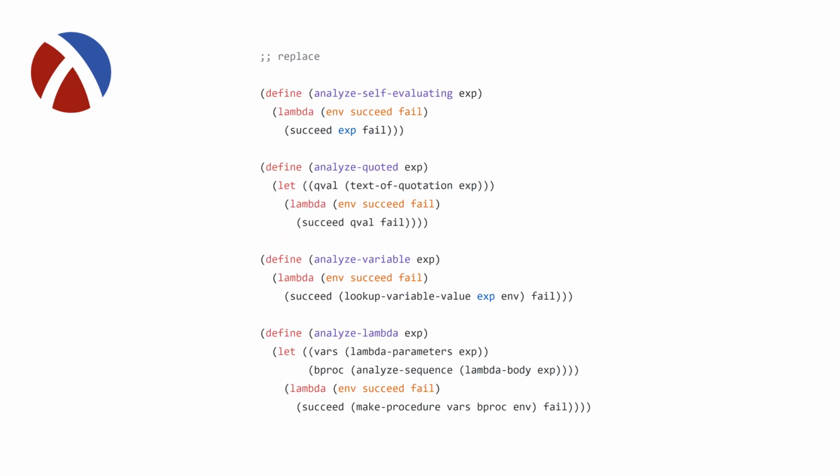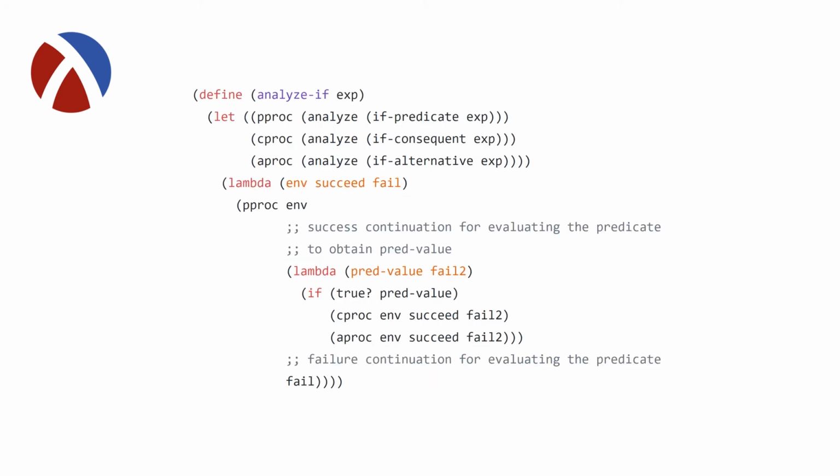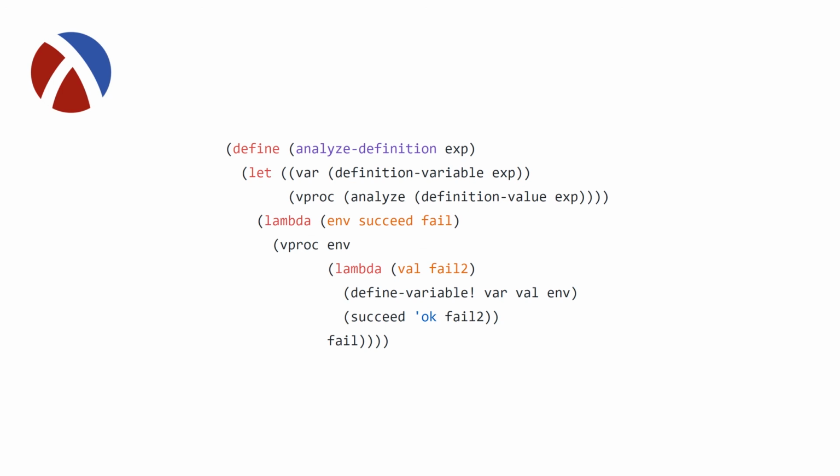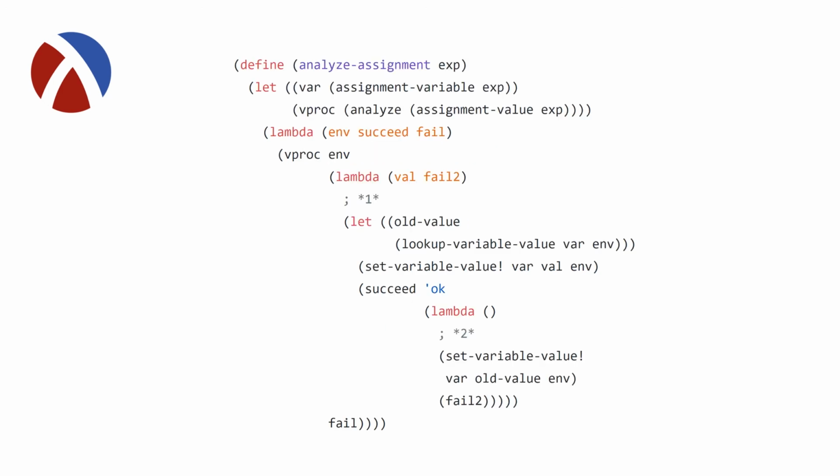We then have to replace the self-evaluating, quoted, variable and lambda procedures with the following. This is basically just adding the succeed and fail parameters. And then we're going to very quickly go through the next changes. You have to replace the analyze if with the following. You have to replace the analyze sequence with this piece of code. This is analyze definition. This is analyze assignment. And you'll note that the pattern here is that you'll see a bunch of fails and fail2s. These are sort of governing which path we're going to take.